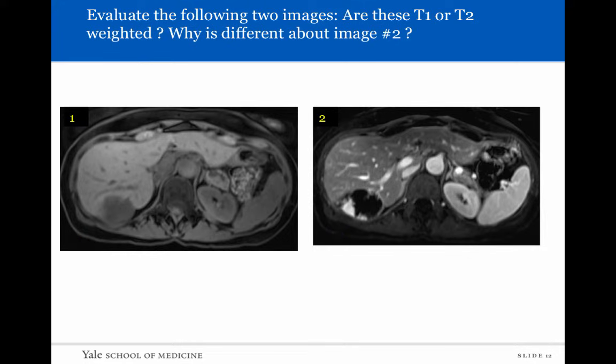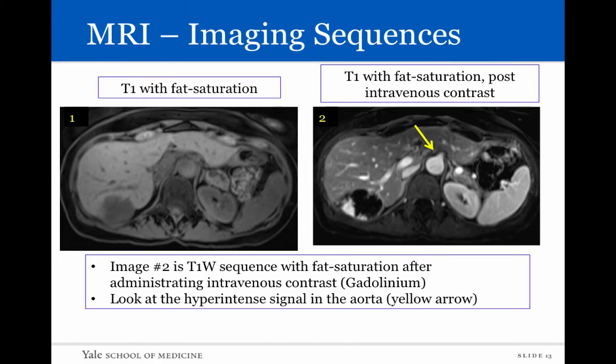But the big difference between number 1 and number 2 is that the aorta is much brighter on image number 2, and that the kidney and the spleen and all the other organs are much brighter on image number 2. Therefore, this is a T1 weighted, fat saturated image after we've given intravenous contrast. This is what post-contrast images look like on MRI.